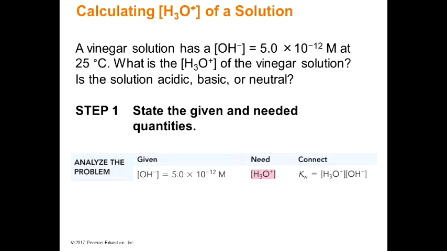And because of that, we can do calculations. A vinegar solution has a hydroxide concentration of 10 to the 12 at 25 C. What is the hydrogen ion concentration? It has what?